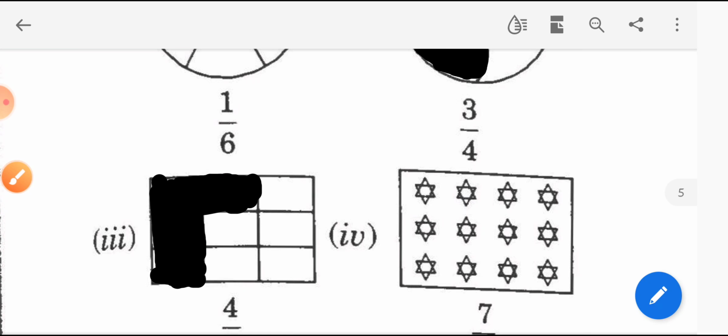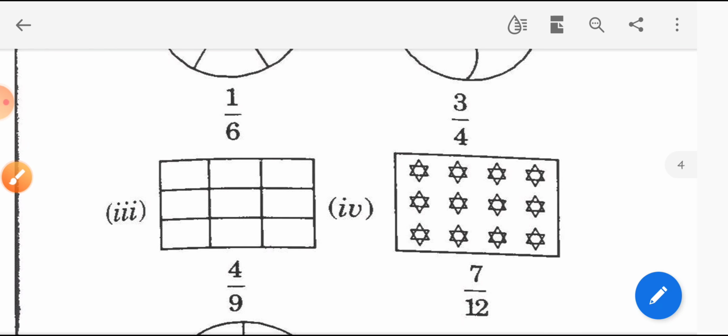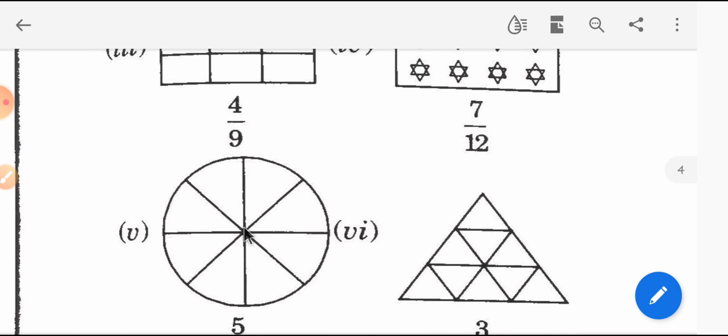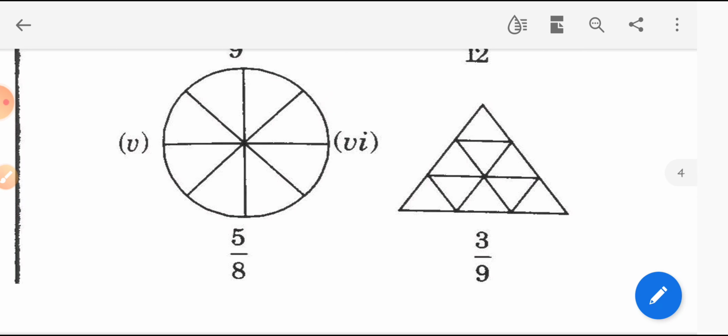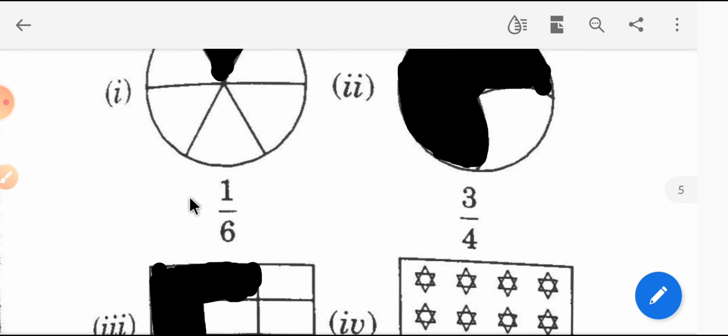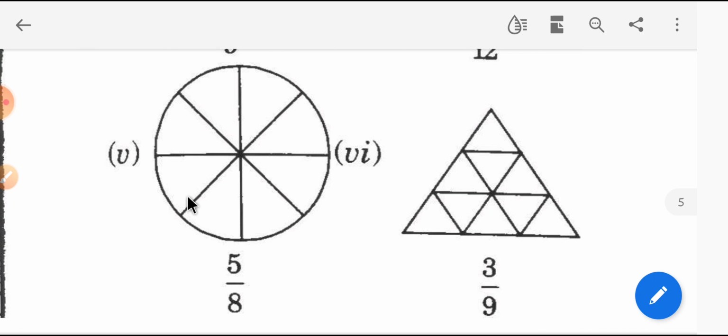Same here, you have 4th, 5th and 6th one. In this also you have to shade 7 by 12. It means out of 12 parts you have to shade 7. In 5th one, out of 8 parts you have to shade 5. And in 6th one, out of 9 parts you have to shade any 3 parts. Like this you have to solve the remaining questions.